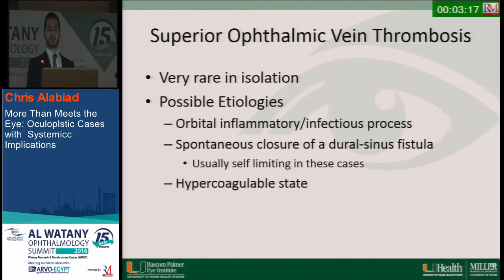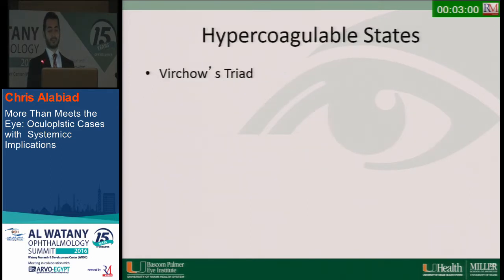Superior ophthalmic vein thromboses are very rare in isolation, but some possible etiologies, the most common ones are probably an orbital infection or an inflammation. It can also result from a spontaneous closure of a dural sinus fistula, which in these cases is usually self-limiting, or it can be a result of a hypercoagulable state.